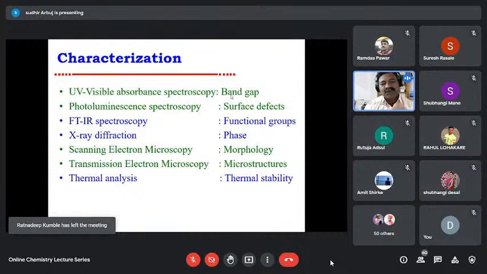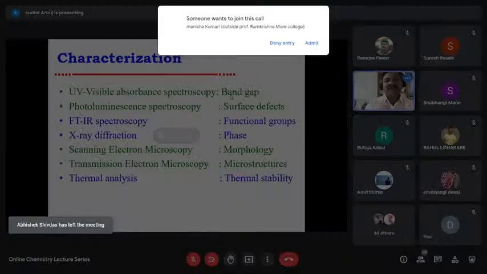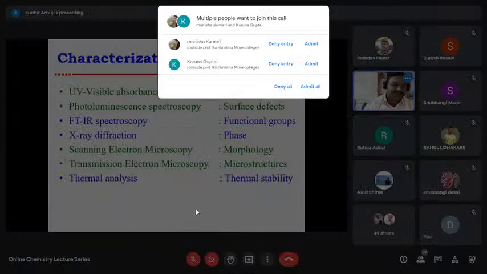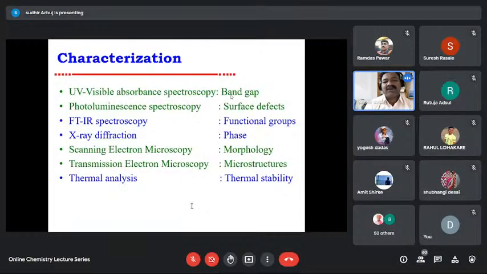Then photoluminescence spectroscopy: any kind of surface defect present in our system can be identified using it. With FTIR spectroscopy, we study different kinds of functional groups. Whether these functional groups remain on the surface of the nanomaterial or are completely removed can be identified using FTIR spectroscopy. X-ray diffraction is used to identify whether our material has formed highly crystalline or amorphous, and we can identify its crystal structure.